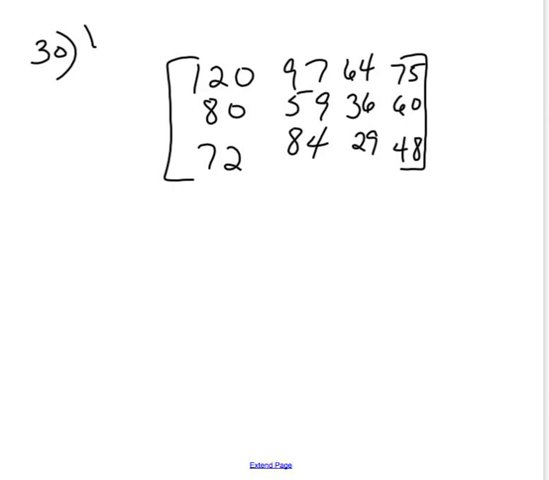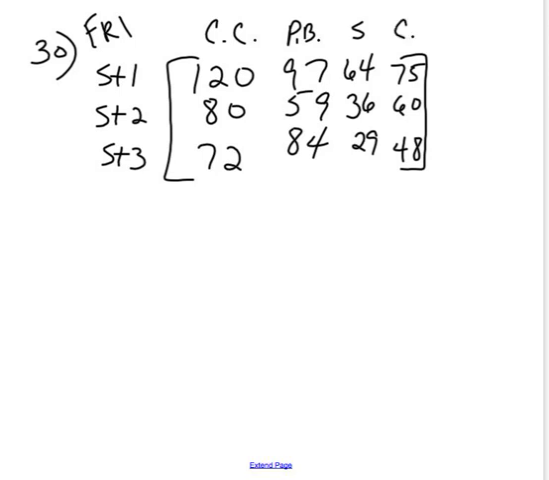This is the matrix for Friday. Sometimes you may want to label your rows and columns. Like this is store 1, store 2, store 3. First column was for chocolate chip. Column 2, peanut butter. Column 3, sugar. And column 4, cutout. Your teacher may not want you to do that. You may need to when you perform your matrix operation so you know what each column and row is actually standing for. And I could do the same thing now for Saturday.